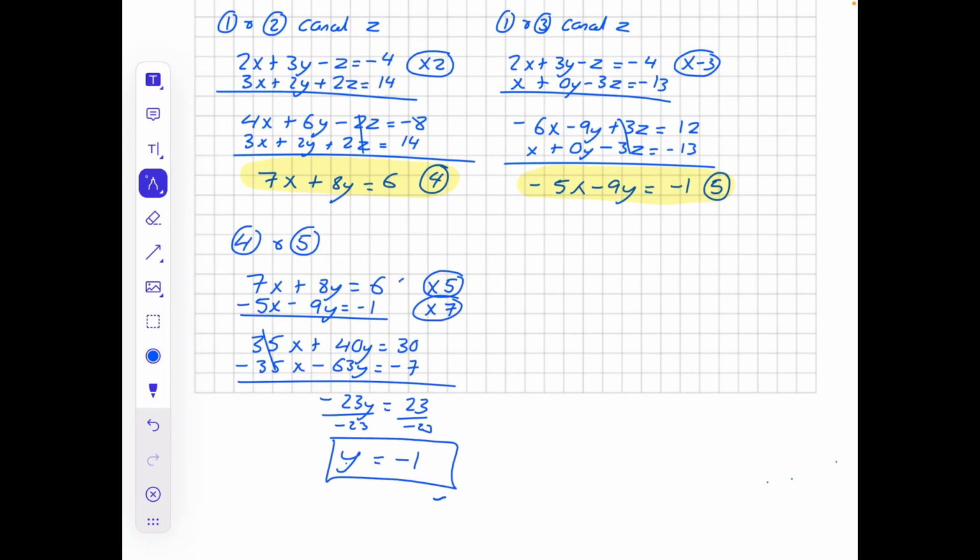Now we take equation 4 and sub in what we just found out. So 7x plus 8 by minus 1 is equal to 6. 7x minus 8 is equal to 6. Plus 8 to both sides will give me 7x is equal to 14. Divide both sides by 7. We get that x is equal to 2.